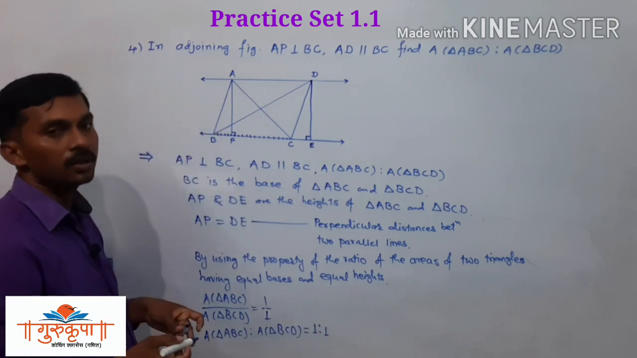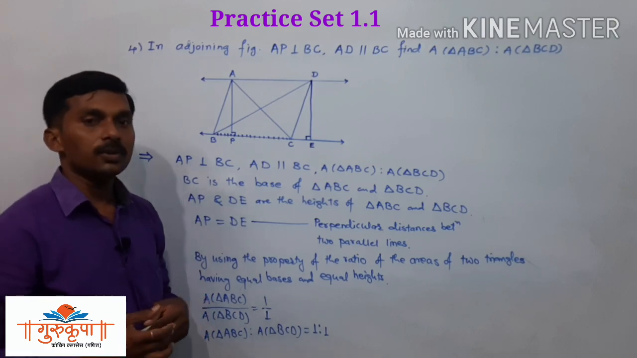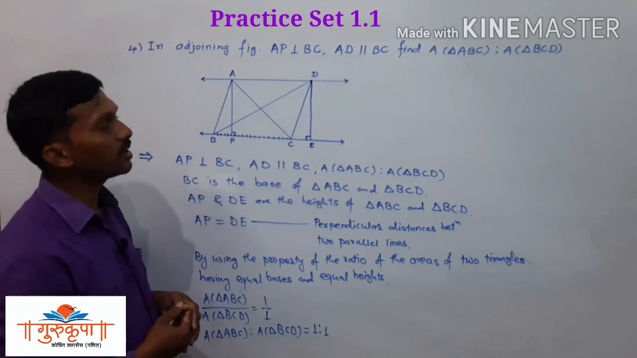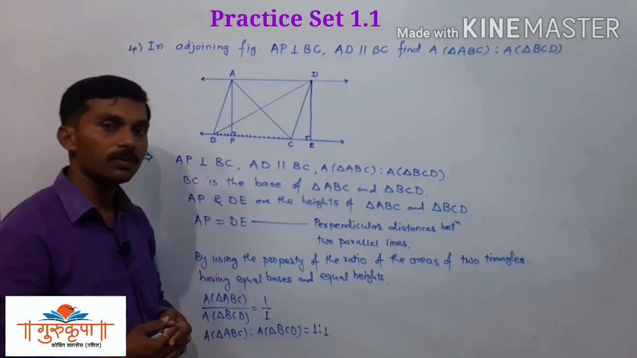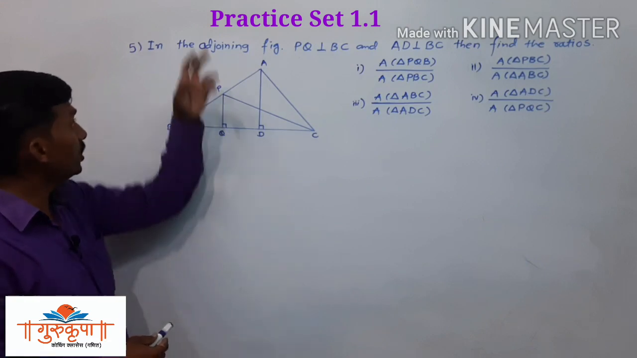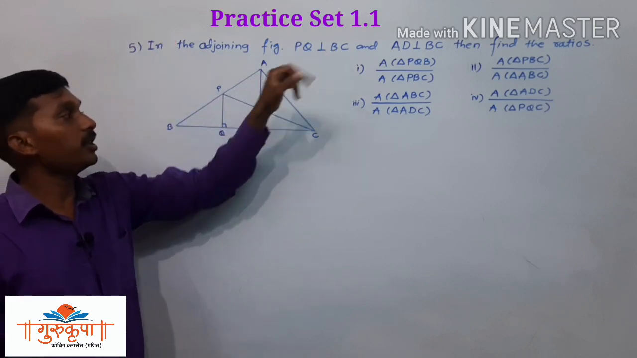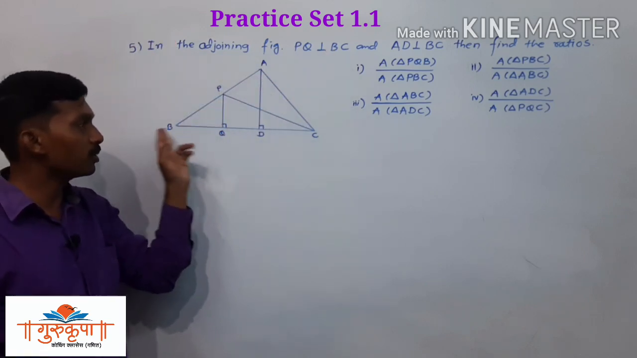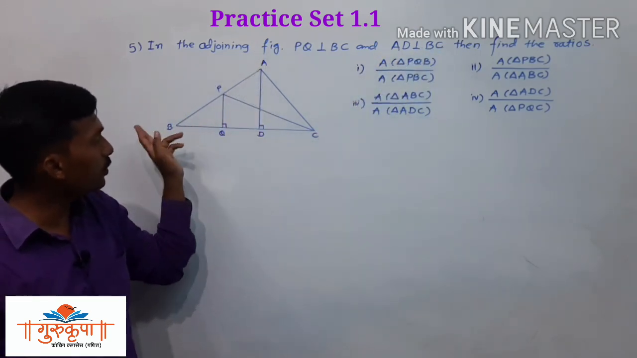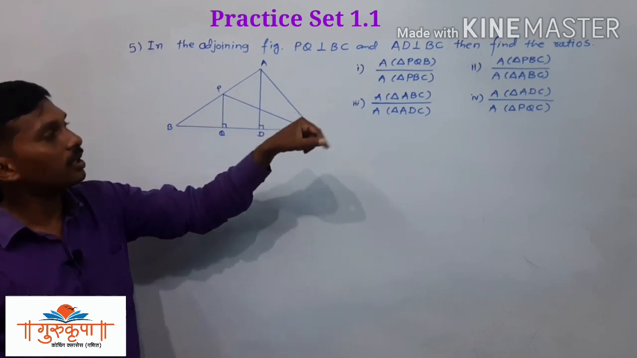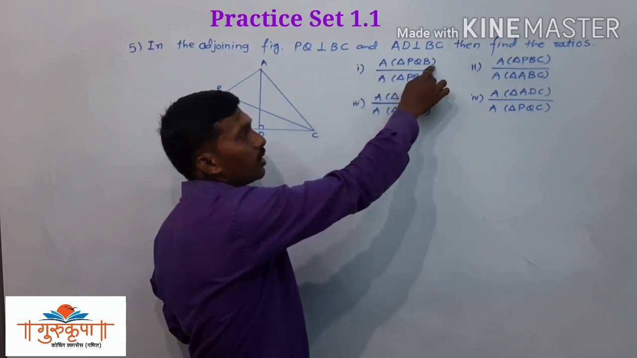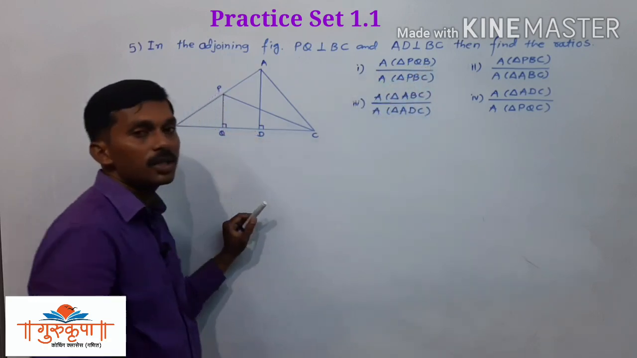This is all about example number 4. Now we will take the next example, which is the last example from this practice set 1.1, that is example number 5. The question is: in the adjoining figure, PQ is perpendicular to BC, and ED is also perpendicular to BC. Then find the ratios. Number 1, area of triangle PQB upon area of triangle PBC.